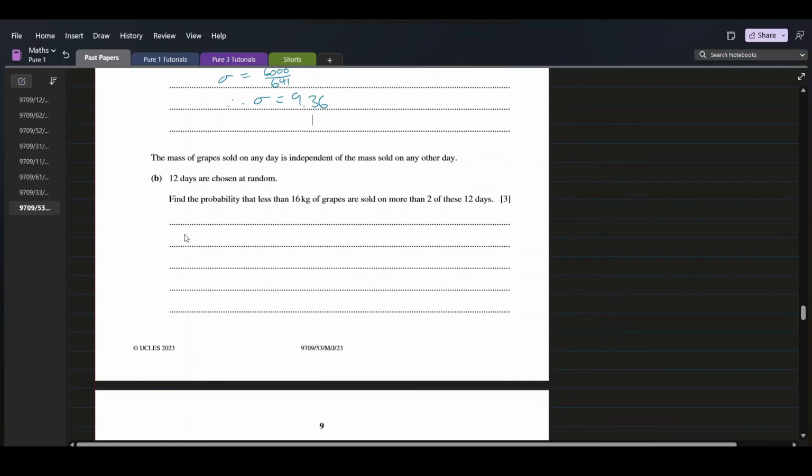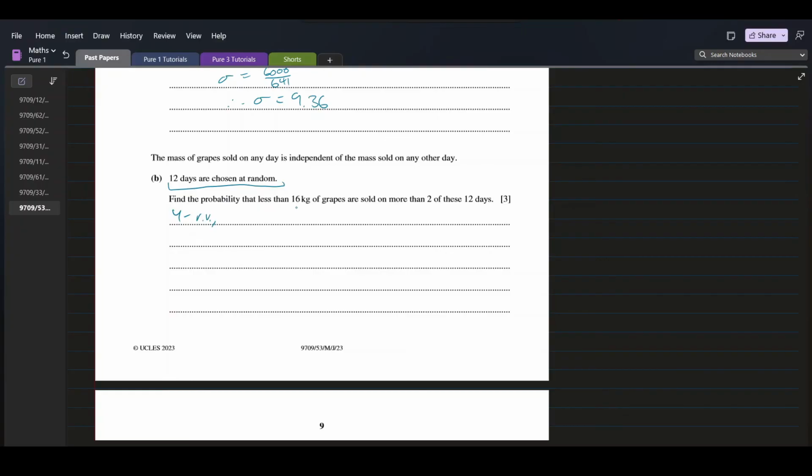answer. The mass of grapes sold on any day is independent of the mass sold on any other day. Part B, 12 days are chosen at random. So whenever you see a statement that says something like this, n days are chosen at random, immediately what should come to your head is that we're going to use a binomial distribution. So if we're going to define Y as the RV, let's read the rest of the question. Find the probability that less than 16 kgs of grapes are sold on more than 2 of these 12 days.